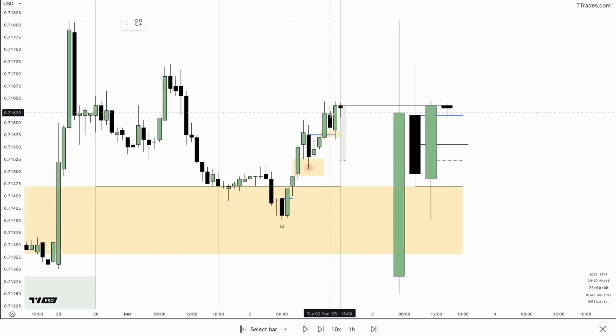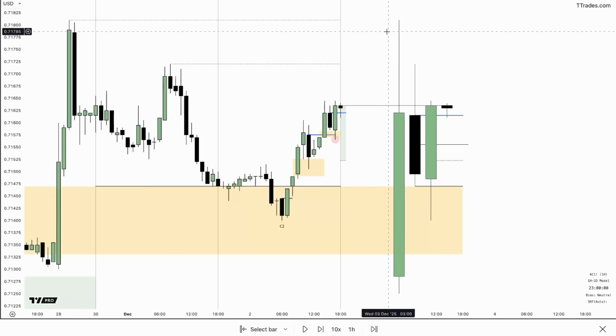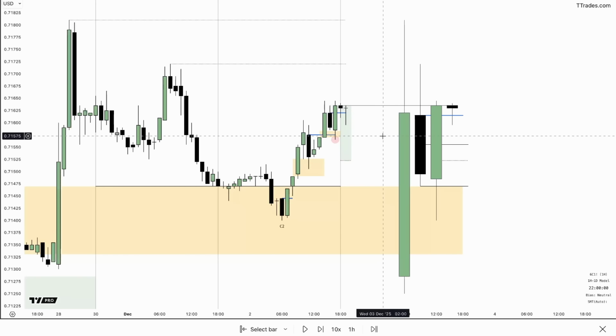Price reaches into this fair value gap and then closes over. So now what do I have? I have price opening up right near an invalidation, so I could look to take a positional entry into this overnight and let this swing into the next day or into the morning to see if it works out or not.